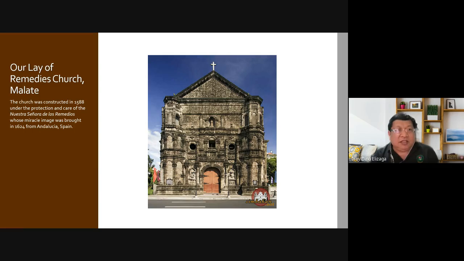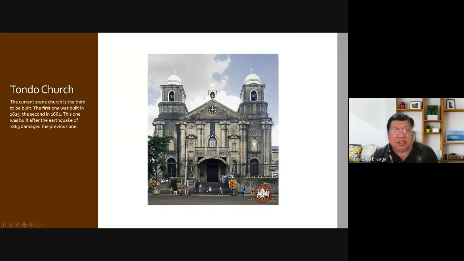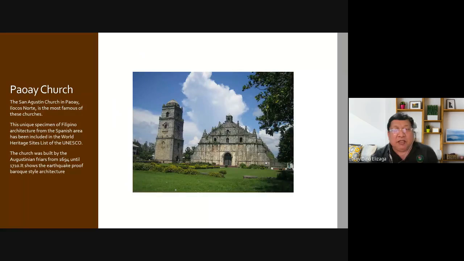This is the Remedios Church in Malate. It's not really very small, but it's small compared to other churches. No, it's still there. It's very quaint. This is the Tondo Church, the Pawai Church. Okay, so this is a World Heritage site.